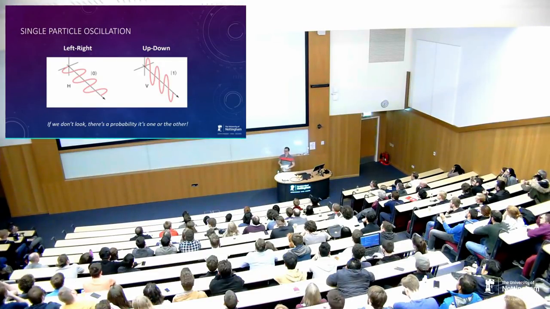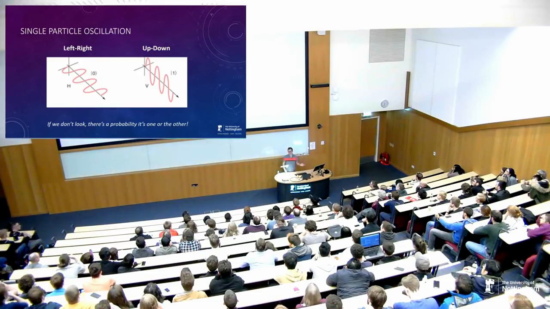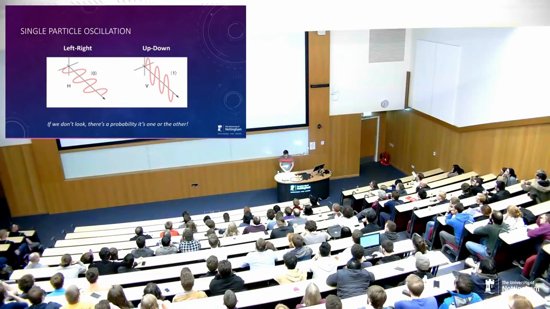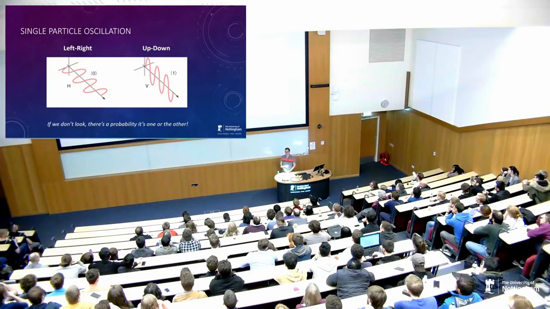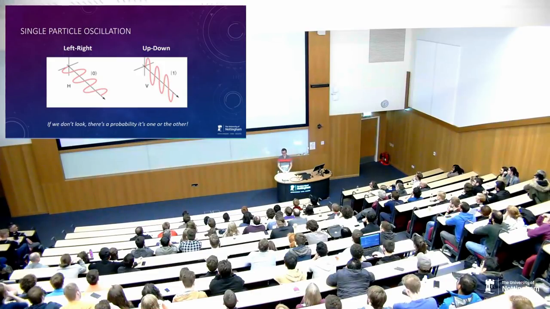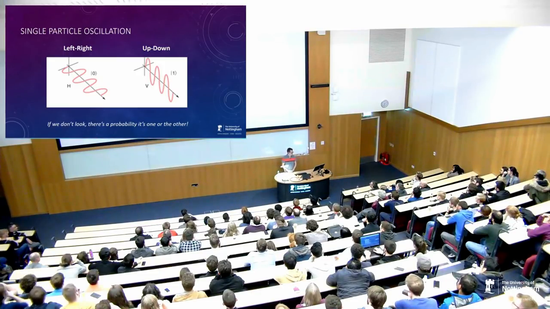But perhaps if we don't look at it, there's maybe a 50% chance that it's moving left and right, or a 50% chance that it's moving up and down. We say that the particle is in one of those states or is in a combination, a so-called superposition, of both of them. This is where you get all the nuttiness about Schrodinger's cat being dead and alive at the same time. It's no different here: the particle is either moving left and right, or up and down, or some probability in between.